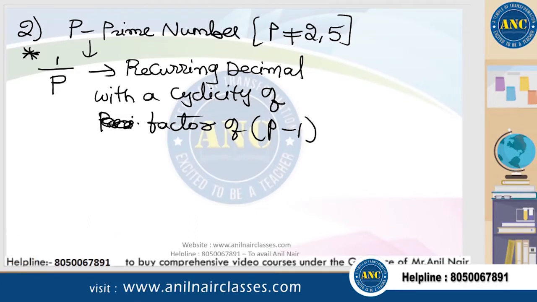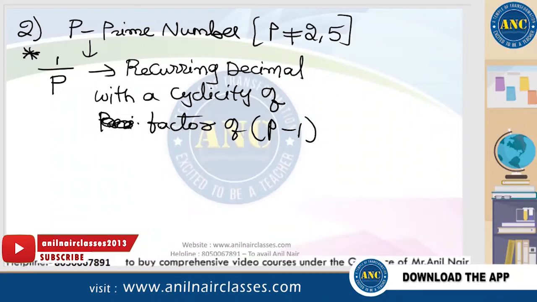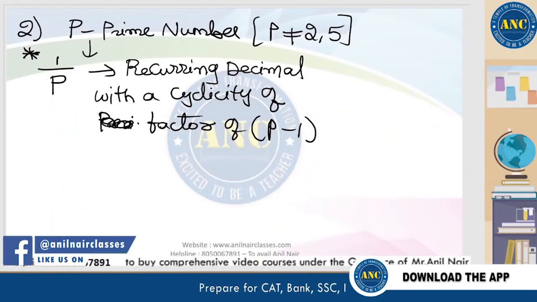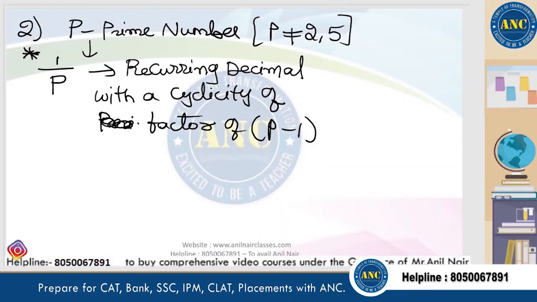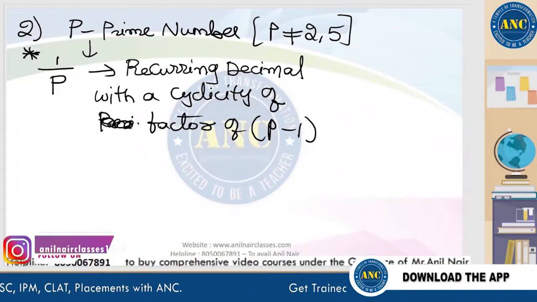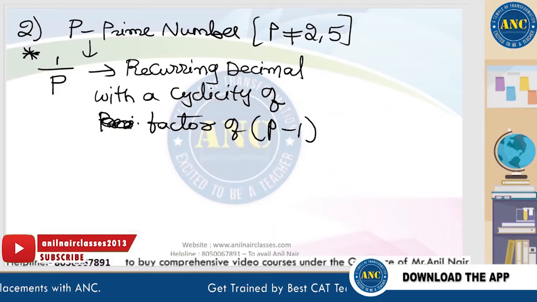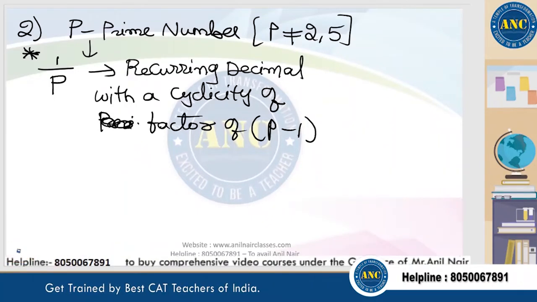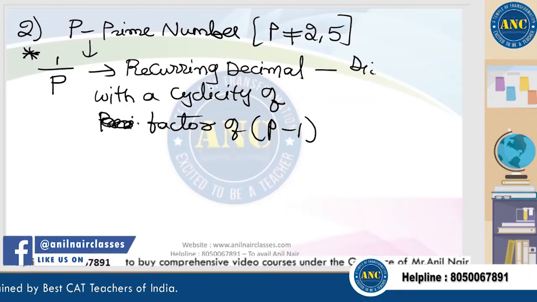We discussed what happens if the denominator is only powers of 2, or powers of 5, or powers of 2 and 5 both. Now we have to discuss the reverse case. What if it is not a power of 2 or 5? If it is not a power of 2 or 5, it becomes a recurring decimal. Then the digits will be repeated.